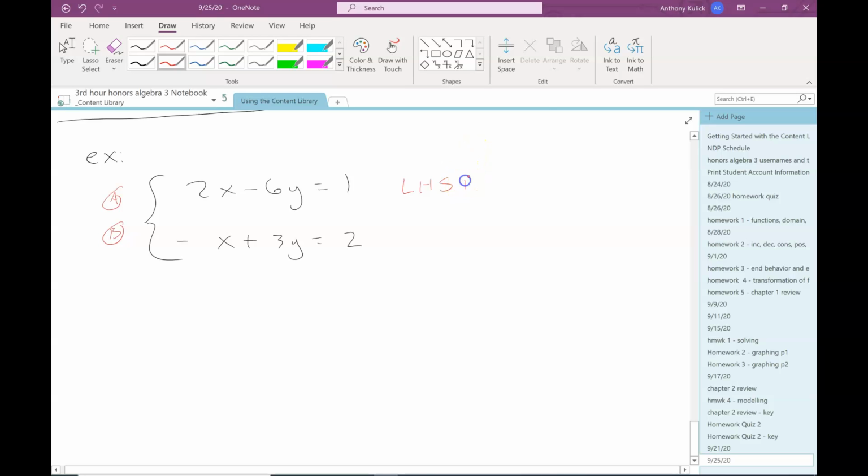What Sydney's saying is if I take -2 times the left-hand side of b, that is equal to the left-hand side of a, but -2 times the right-hand side of b, excuse me, is not equal to the right-hand side of a. RHS is just right-hand side, LHS left-hand side. Perfect. That's exactly right.